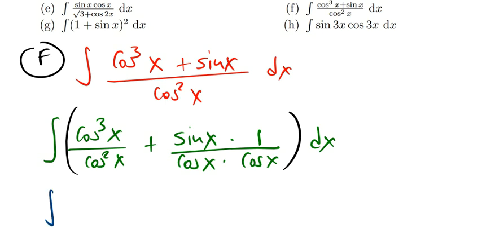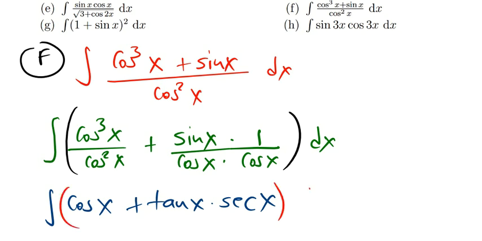So this is going to be very basic. We've got 3 cosines on top divided by 2 of them, so 1 will remain on top, cosine of x, and then plus this guy. Sine over cosine is tan of x. 1 over cosine is what? Secant of x. So that's a product of the two, in the brackets to imply that the integral applies to everything.